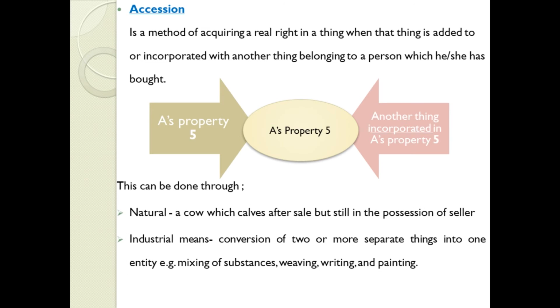This can be done through natural ways, like a cow which calves after sale, but still in the possession of the seller, or industrial means, through the conversion of two or more separate things into one entity, like weaving, writing, and painting.